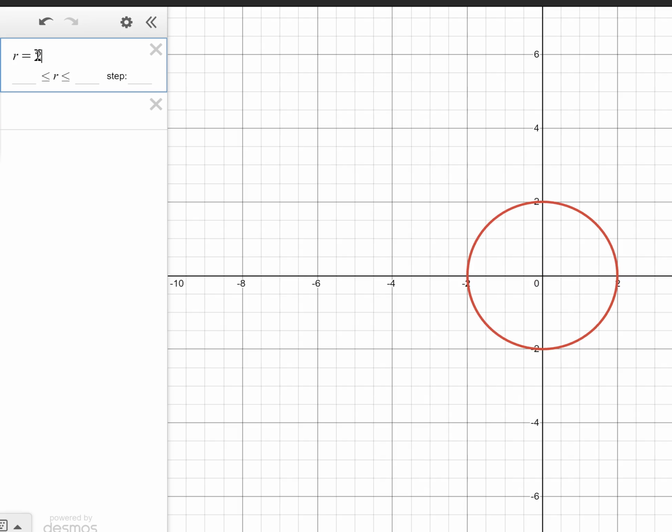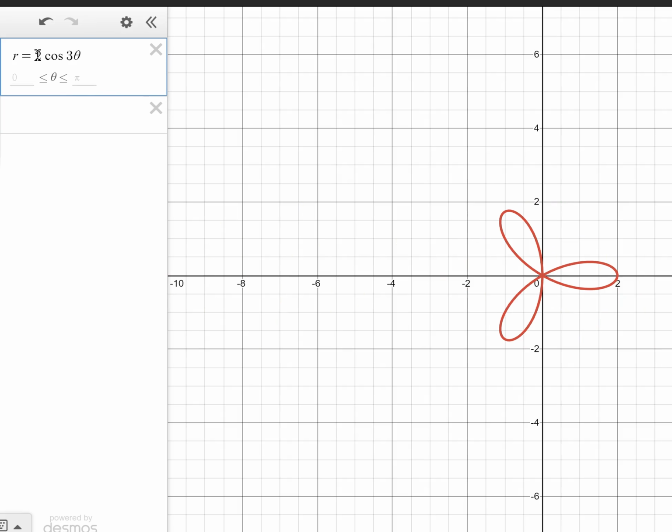But these are the ones that are really fun, like cosine of theta. Not theta, 3 theta. Oh, look at that. So you can mess around with these. I'm not going to make you actually graph these by hand, but I do want to show you how to graph these on your calculator, because calculators take a little bit to figure out. But you can make really cool shapes.